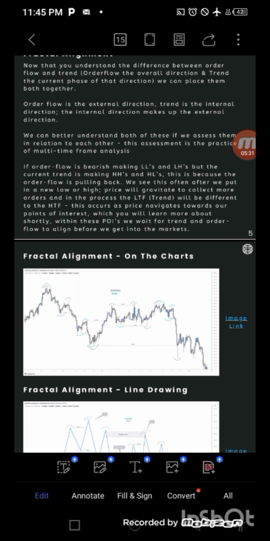So it really means that order flow is the external factor, while the internal factor is the current trend. For instance, maybe the 4-hour is telling you that it's going south.